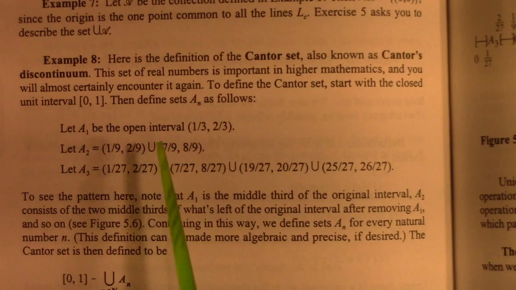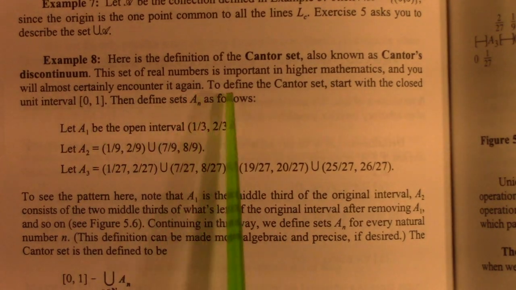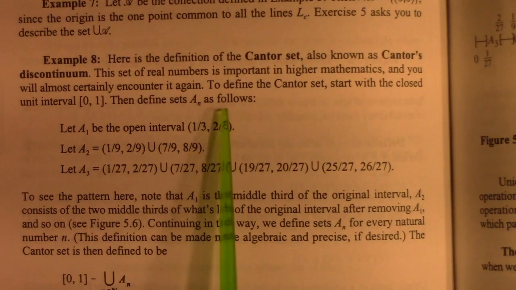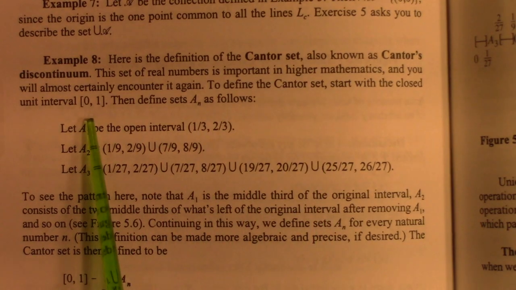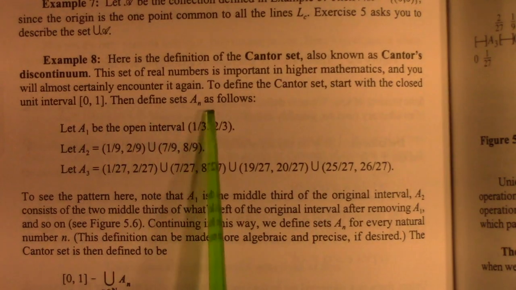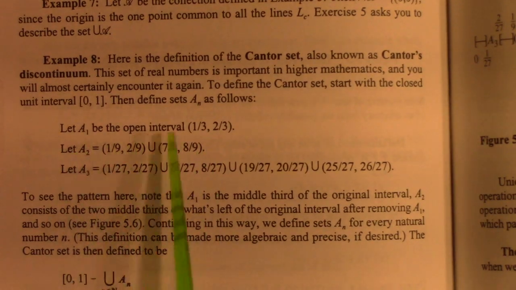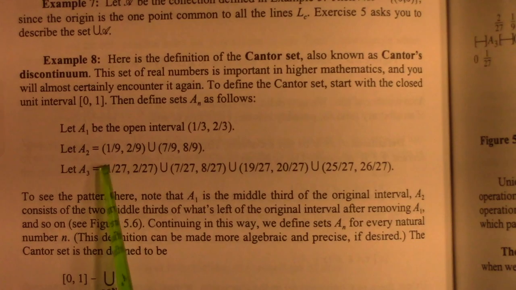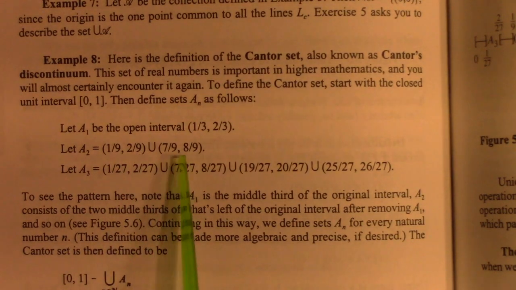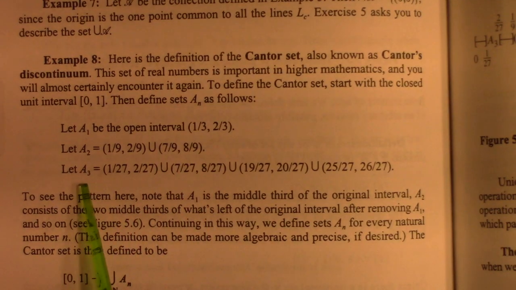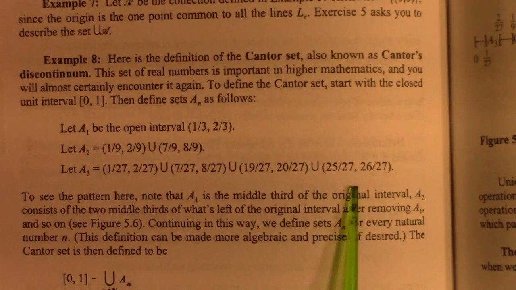The Cantor set, also known as Cantor's discontinuum, is a set of real numbers that's important to higher mathematics. To define the Cantor set, you start with the closed interval 0, 1, and then you delete the middle third. So A1 is the middle third of the open interval 0 to 1. And then A2, you delete the middle third of what's left. So 1/9 to 2/9, 7/9 to 8/9. And then step 3, you delete the middle third of what is still left, which is this.